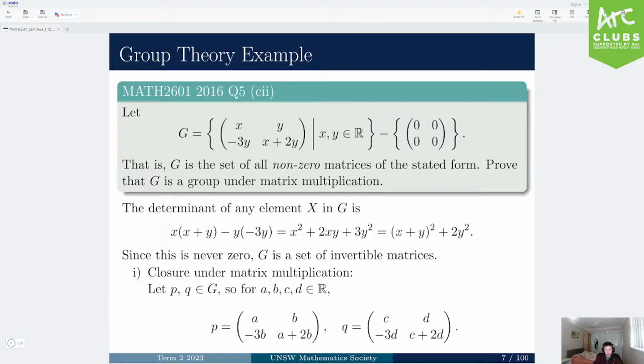And again, first thing we check is closure under our matrix multiplication. So for this first condition, we always take two arbitrary elements from our group, P and Q. So we just let P be this matrix here, replace the x and y's with a and b's, and for Q we replace the x and y's with c's and d's. Okay, and what we have to check is that if we multiply these two matrices together, it's also in the form of this expression here, excluding the 0 matrix.